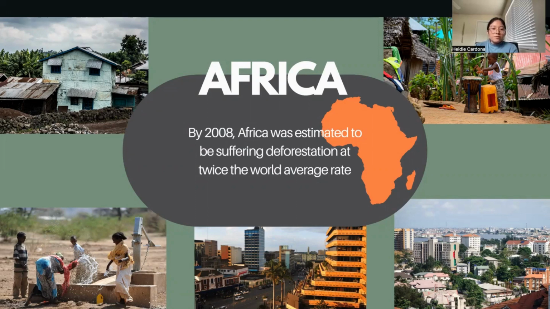Since the arrival of humans 2,000 years ago, Madagascar has lost more than 90% of its original forest. And according to the FAO, Nigeria has the world's highest deforestation rate of primary forest. It has lost more than half of its primary forest in the last 5 years.